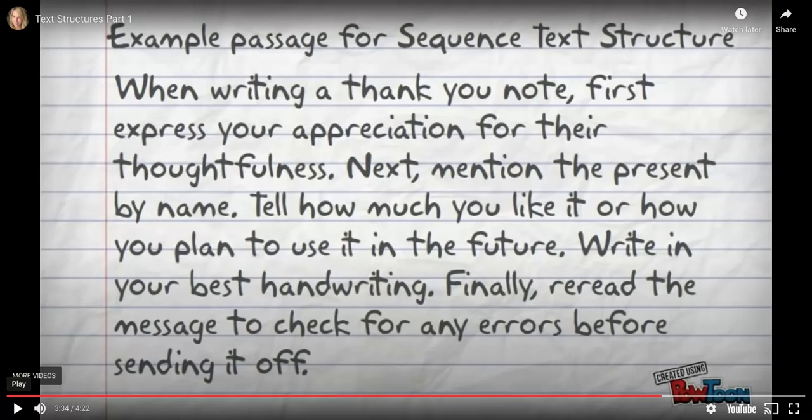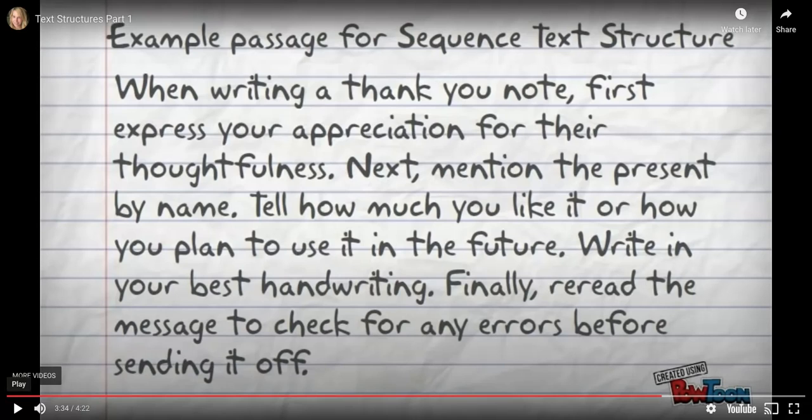When writing a thank you note, first express your appreciation for their thoughtfulness. Next, mention the present by name. Tell how much you like it or how you plan to use it in the future. Write in your best handwriting. Finally, read the message to check for any errors before sending it off.